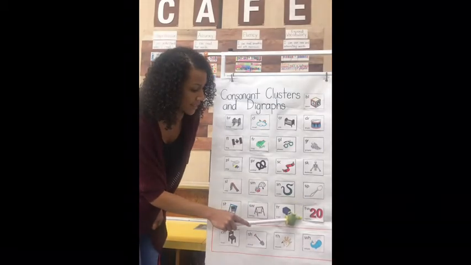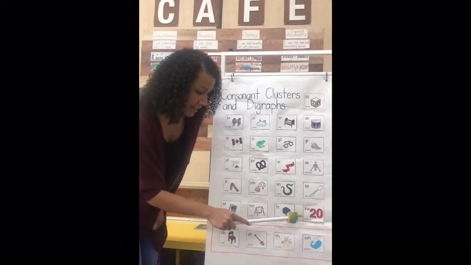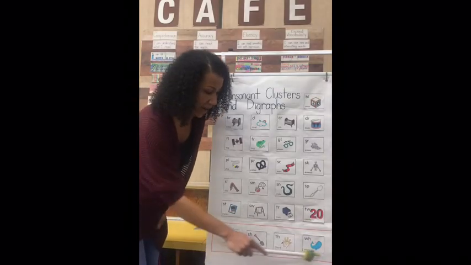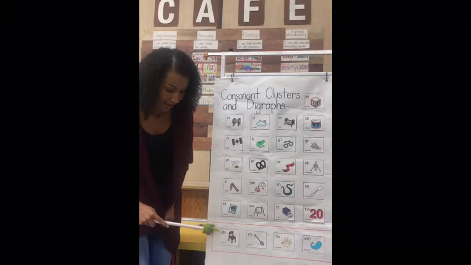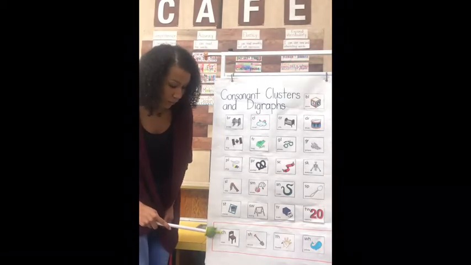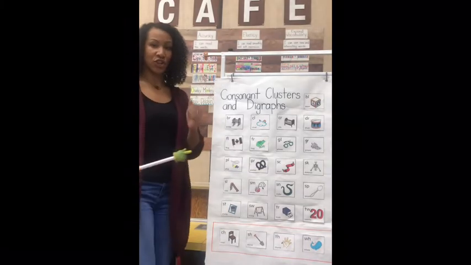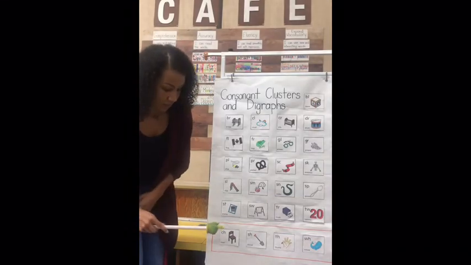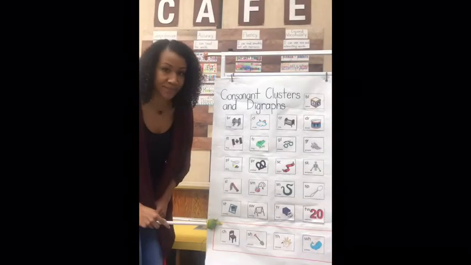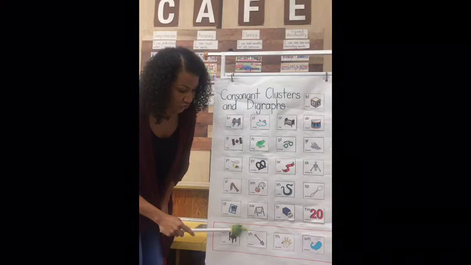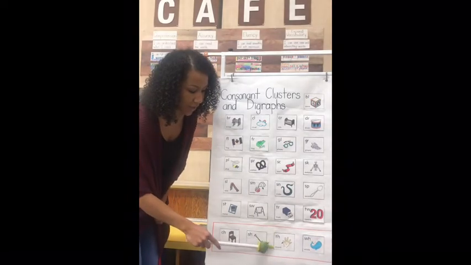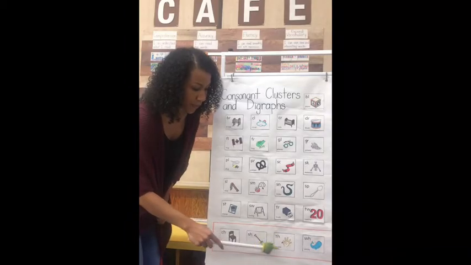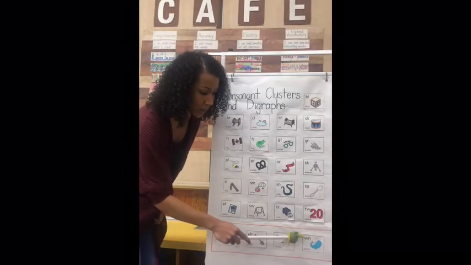Tw, twenty. And down here we have our digraphs, so they make a new sound altogether. So we wouldn't say k, h. Nope. We know that CH says ch, ch, ch. Okay, so ch, chair. Sh, shovel. Th, thumb. Wh, whale.